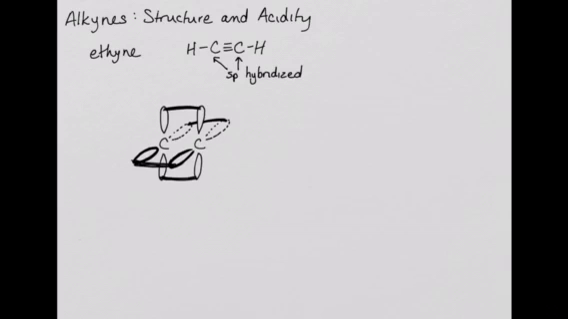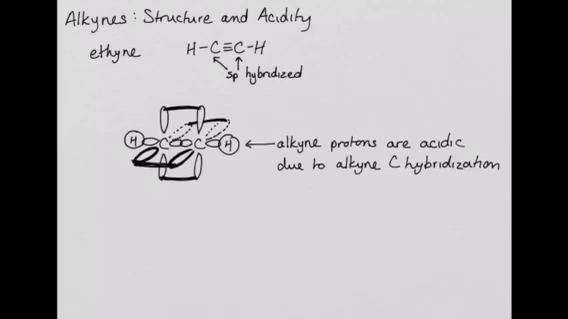The carbons also have 2 sp orbitals each. One of the sp orbitals from each carbon forms the sigma bond between the 2 carbons. The other sp orbital on each carbon forms the sigma bond to the hydrogens. Due to the sp hybridization of the carbons involved in a triple bond, the protons attached to an alkyne are acidic. This is because an atom that holds its electrons in an s orbital is more electronegative than an atom that holds its electrons in a p orbital.